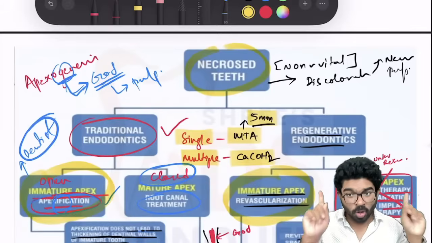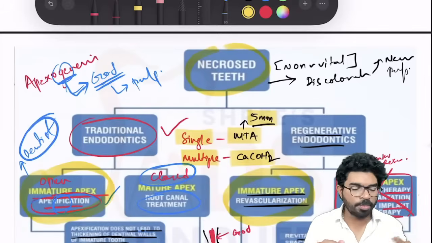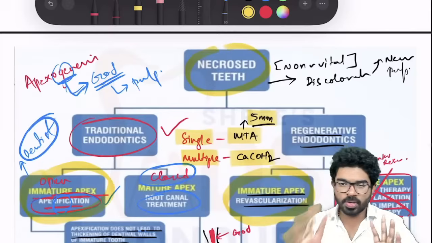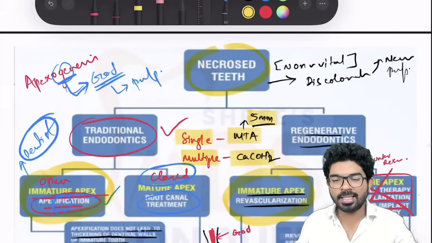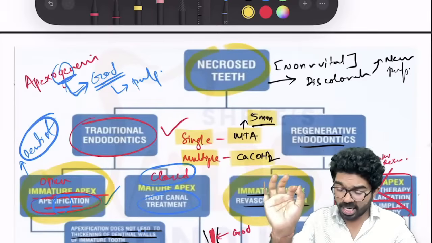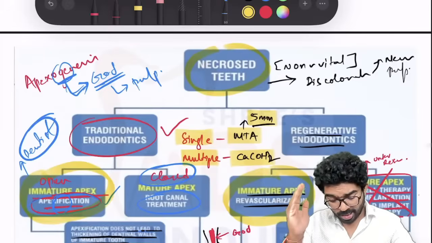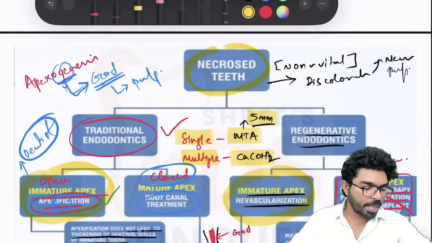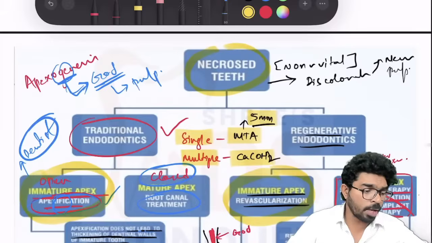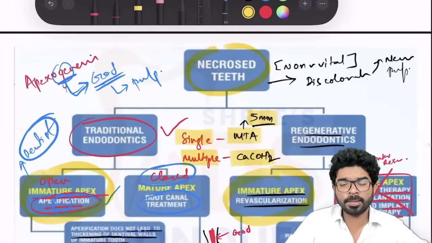Apexification is right. Revascularization is right. If both options are there, your answer should be revascularization. That is what the question already given in INICET. Right? So here the best option is regenerative endodontics. If regenerative endodontics is not there, then you can go for apexification. Clear? You want me to throw one more question? One more combination of the question?